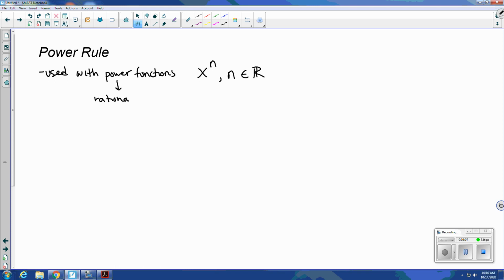And the reason why that's important is because we can classify rational and radical functions, or reformat them into power functions. The power rule is arguably the easiest of the rules that require some math to be found. Therefore, it's to our advantage if we can reformat functions into power functions so that we can utilize this rule. Now, into the rule itself.